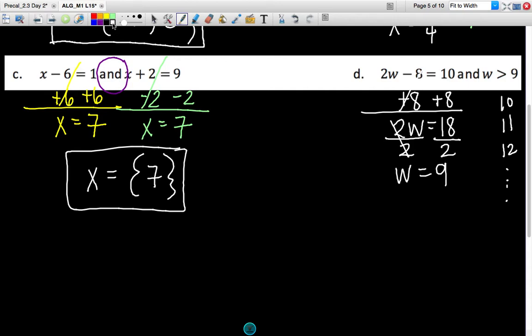The key word in this system is "and" again. "And" means that we can only have one solution. So on part C, our solutions matched, so that's how we were able to give the answer of 7. But on D, our solutions do not match, and since they don't match, our answer is no solution.